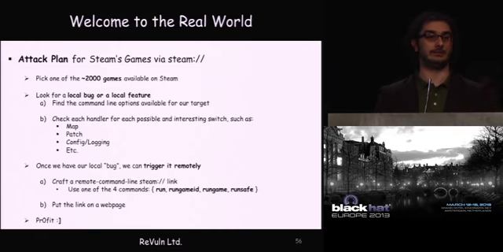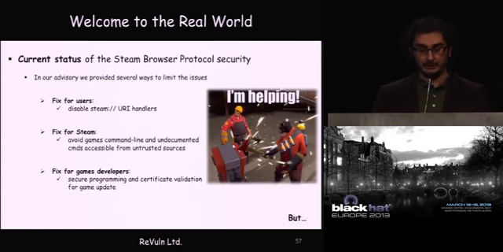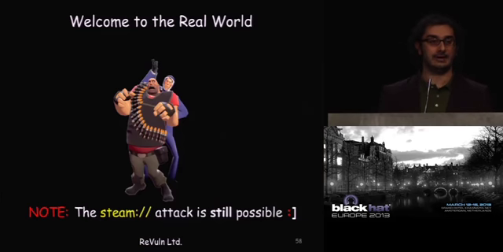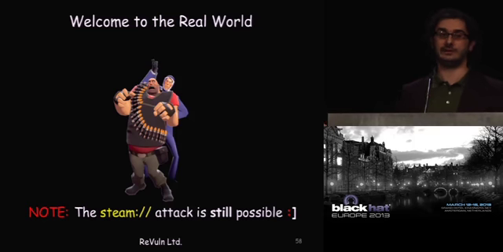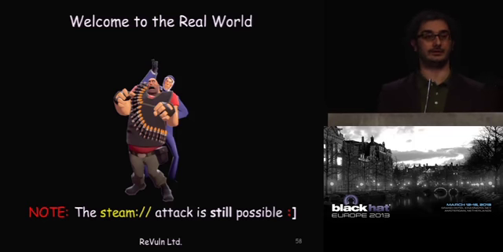So as soon as your victim visits this web page, the exploit will run. When we released our advisory a few months ago, we provided several fixes for users, Steam, and game developers. If you think this is something dead that you can no longer use because it's been fixed, you are wrong. This is still a huge attack vector, and Steam didn't fix this vulnerability because the problem here is that this is a design issue.